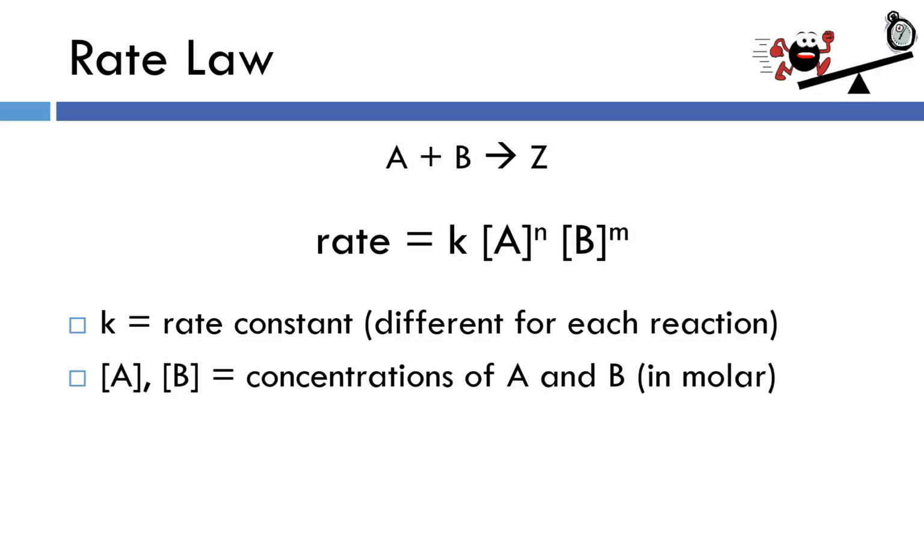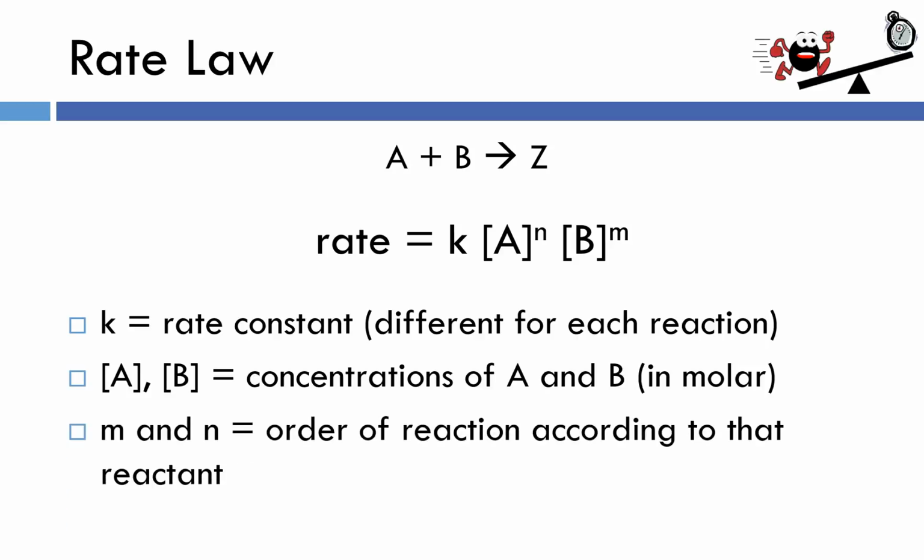Those square brackets around A and B, our two reactants, represent the concentration of those two species in terms of molarity. We talked about molarity in the previous unit. That's moles over liter. So we're going to be varying the concentrations over the course of the reaction and seeing how the rate of the reaction responds to it.